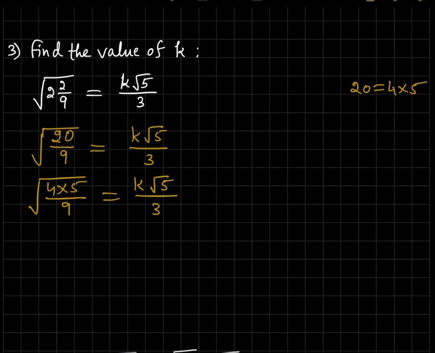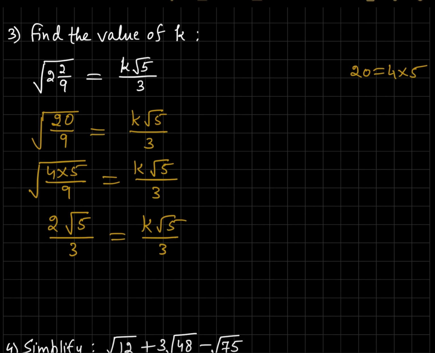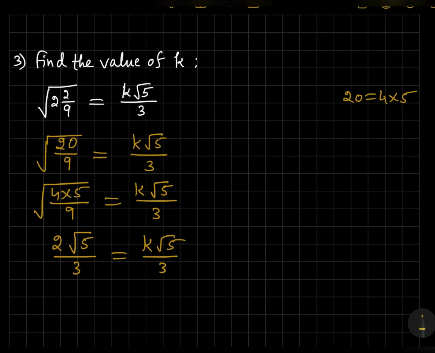Now see, square root of 4 is 2, and square root of 5 as it is. And square root of 9 is 3. And this is k root of 5 over 3. So if you compare, our k value is what? We can simply compare. Our k value is 2. So this way we can compare and get the value of k.